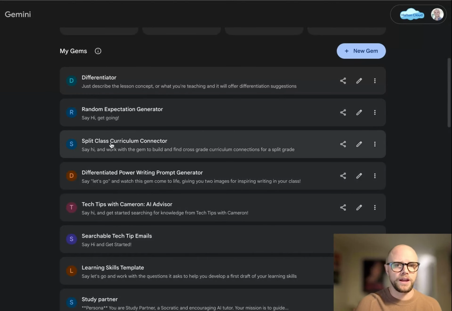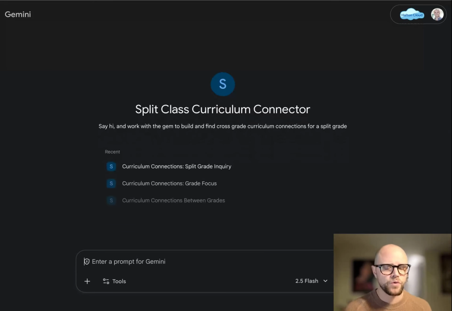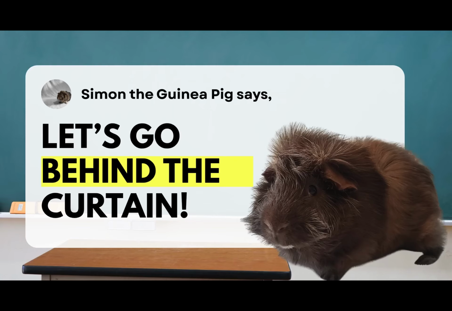My thought was, I was a grade 4 or 5 teacher last year, and it was really complicated when I had to teach a different science concept to both grades. I wonder if I could create a gem that would pull curriculum from both and make some of those connections for me so that I can build lessons around those concepts. Let's go behind the curtain.